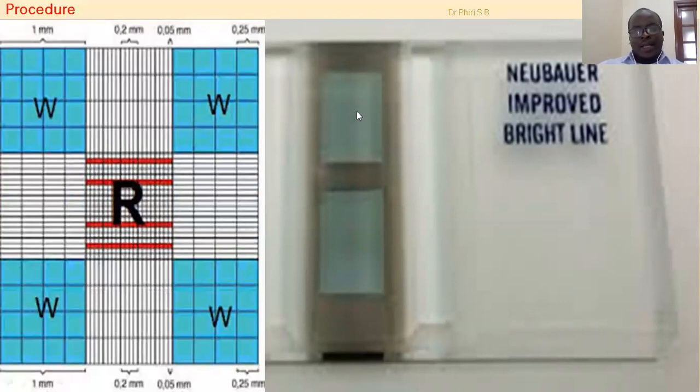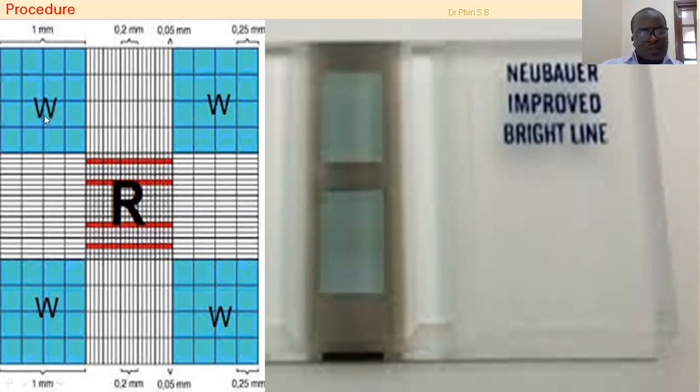So when you expand on this portion here, you can see the squares. So these are the squares. You have 9 bigger squares. Out of these 9 bigger squares, there are 4 squares at the corners. These squares at the corners are the ones that you use for white blood cells. But at the center here, this is where you use for red blood cells.